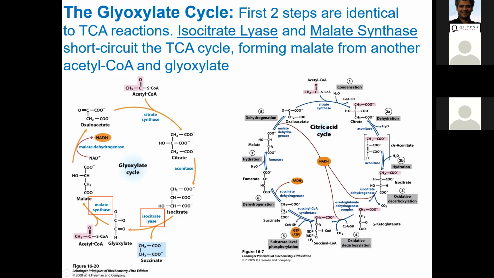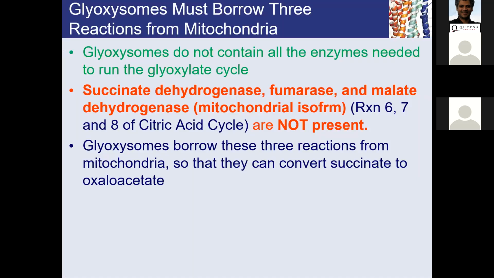How? Because you can do succinate to fumarate, right? Fumarate to malate, malate to oxaloacetate. Oxaloacetate is a very, very well-known intermediate for gluconeogenesis. So yes, technically you can make sugar. That's why plants can survive. Let's look at it. Okay.